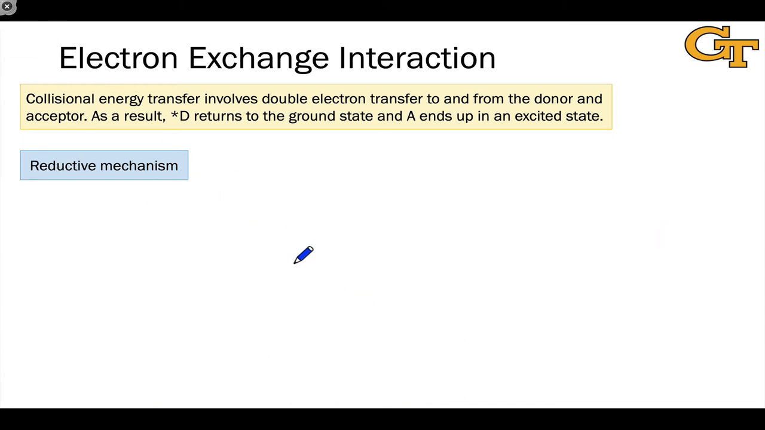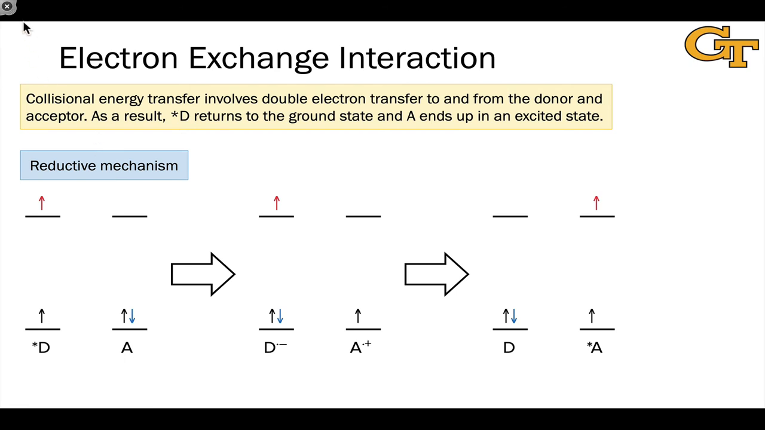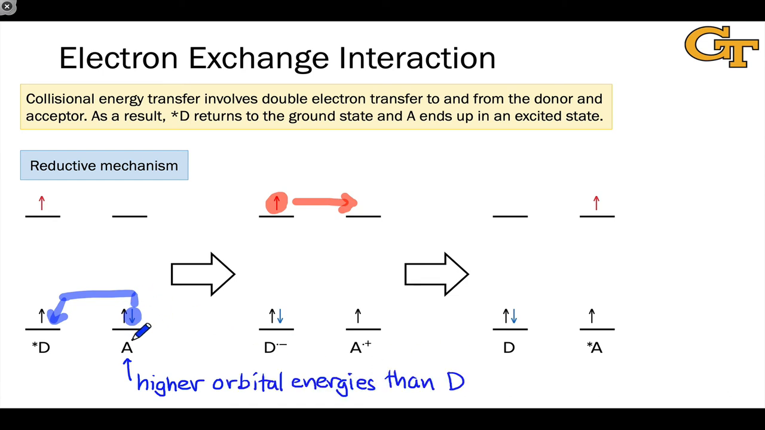Now the flip side of that, of course, is what we might call a reductive mechanism. And in this picture, it's the blue electron that moves first to create a radical anion of D and a radical cation of A before the higher energy electron moves, which happens in a second step. So again, a two-step process with reduction of the excited state happening first. And of course, this is typical when A has higher orbital energies than D, since the transfer of an electron from the higher energy HOMO of A to the lower energy SOMO of D star is energetically favorable. The last thing I'll say about these oxidative and reductive mechanisms is that they exist on a continuum, right?